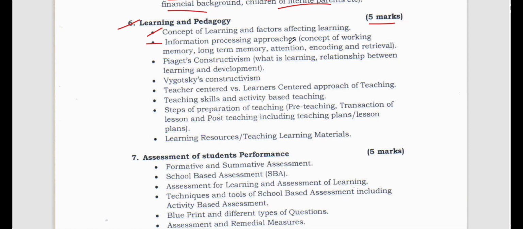Information processing approaches: concepts of working memory, long-term memory, short-term memory, attention, encoding, and retrieval. These are some of the approaches of information processing we should know. Now Piaget's constructivism, what is learning, and the relationship between learning and development we need to study. Vygotsky's social constructivism theory also we should study. Then teacher-centered versus learner-centered approaches of teaching.